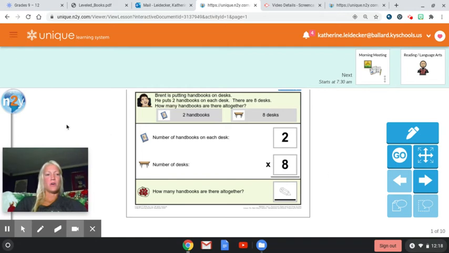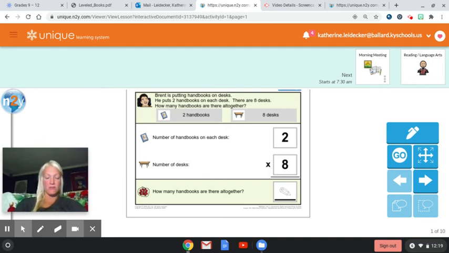So when you go onto your Unique Learning, you click on your globe and you go to home. You will click on the math lesson, the very first box that you see for math. This is what you'll click. You'll click on it, and this is where it will go to. So we're starting off with multiplication.